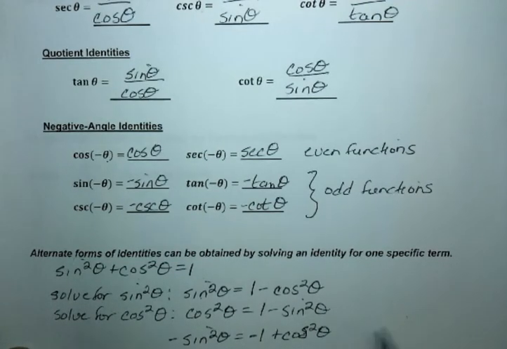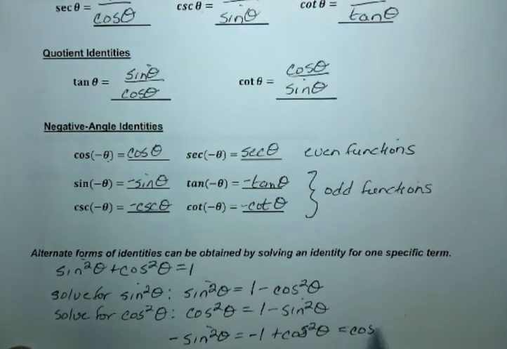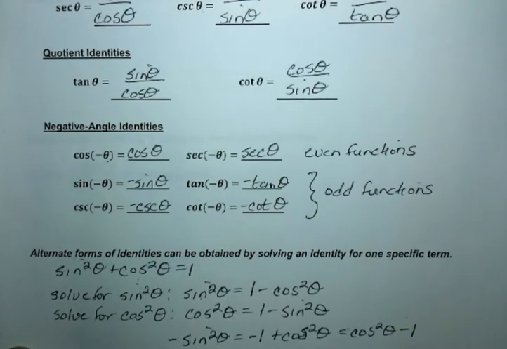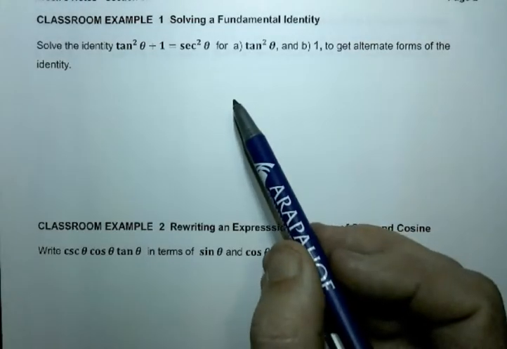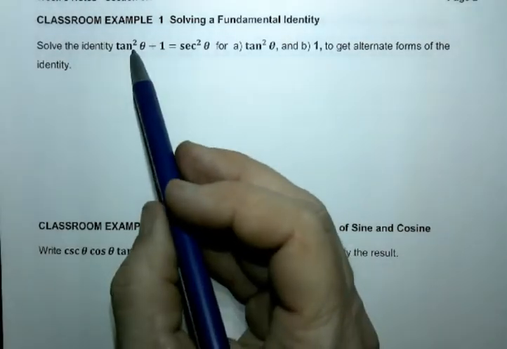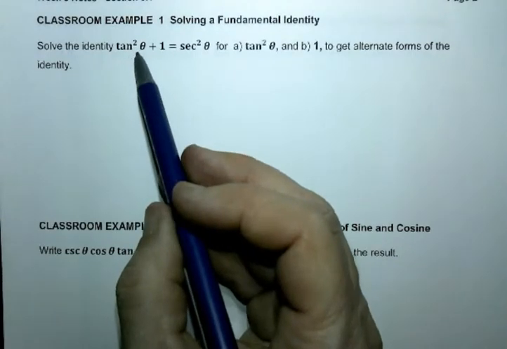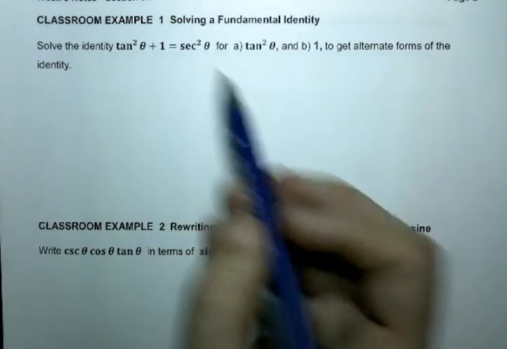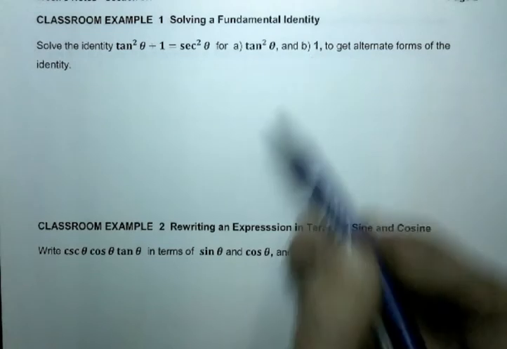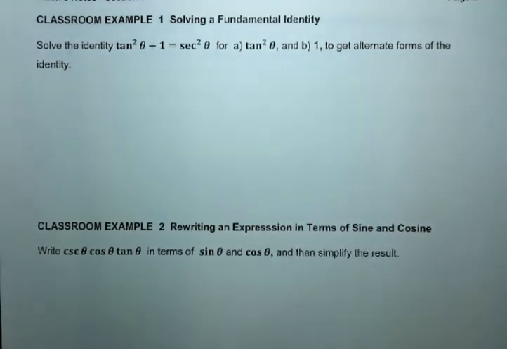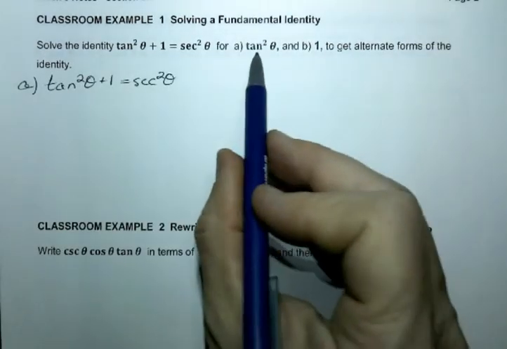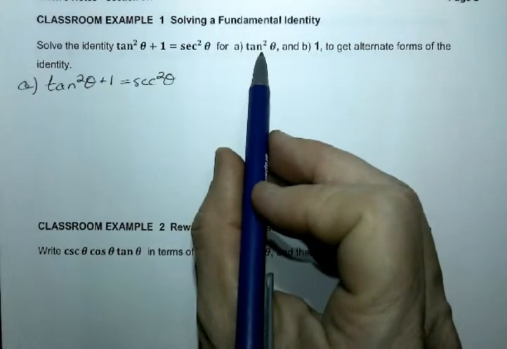Or we could rewrite this as cosine squared theta minus 1. We could do the same thing with this identity for cosine squared of theta. Let's look at some more examples of this. Let's take another Pythagorean identity, tangent squared theta plus 1 equals secant squared theta, and solve it for two different things to get alternate forms. For the first part of this, we're asked to solve this for tangent squared of theta.